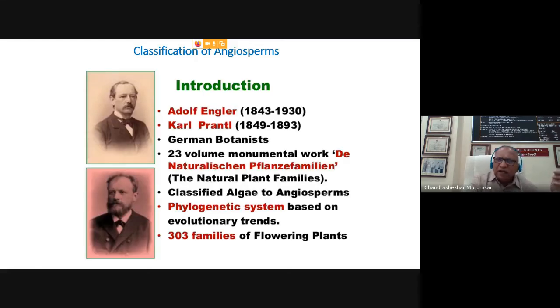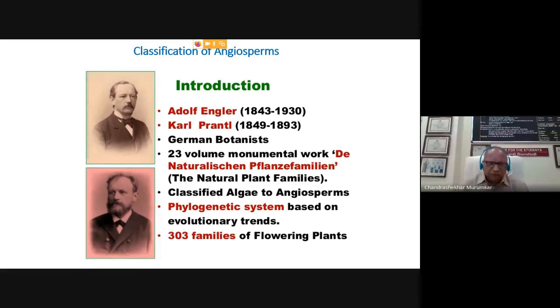Adolf Engler and Karl Prantl, both German botanists, prepared a 23-volume monumental work, Die Natürlichen Pflanzenfamilien, that is, the natural plant families. Now remember, the contribution of Engler and Prantl is much greater than Bentham and Hooker, because Bentham and Hooker gave the classification system only for the angiosperms, whereas Engler and Prantl gave the classification system for the whole plant kingdom, right from the algae to angiosperms. The name was the natural plant families. They classified algae to angiosperms.